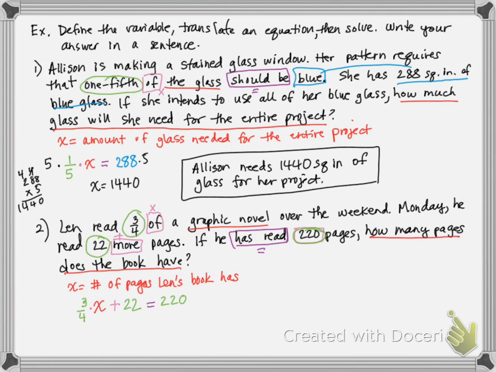Well, first thing we're going to do is to simplify by doing inverse operations with the constants. So we're going to subtract 22 from both sides. And I'm going to continue the problem over here. So that's going to give us 3/4 x is equal to 198, a lot of renaming going on. And just like in the last problem, we're going to go ahead and multiply by the reciprocal. So I'm going to multiply both sides by 4/3.